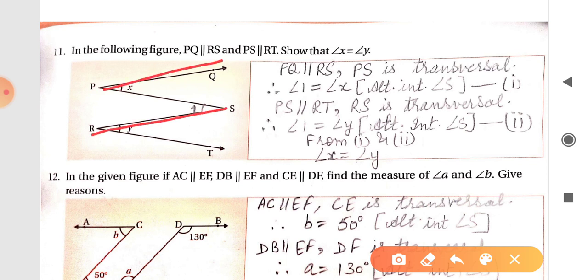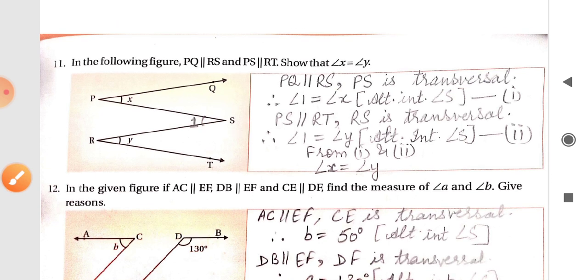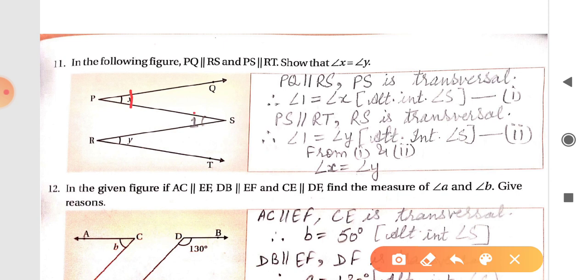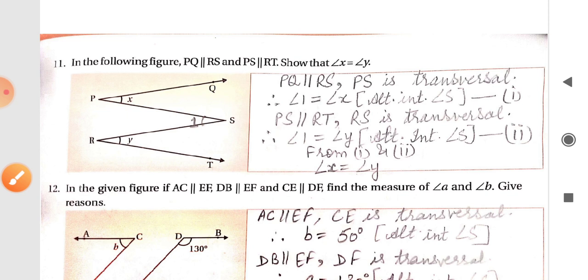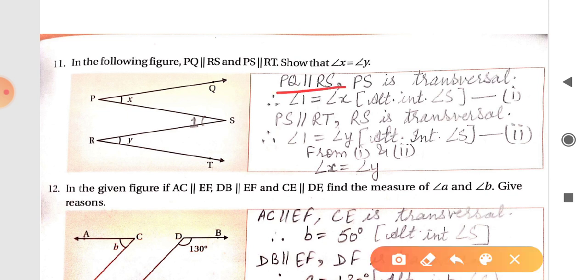PQ is parallel to RS, okay, and so PS is a transversal line. If PQ and RS are parallel, then PS will be a transversal line. Then you will write that PQ is parallel to RS and PS is transversal. So this angle and this angle will be alternate interior angles because they are forming a Z. They will be equal because we are given that the lines are parallel. I have named it angle 1.